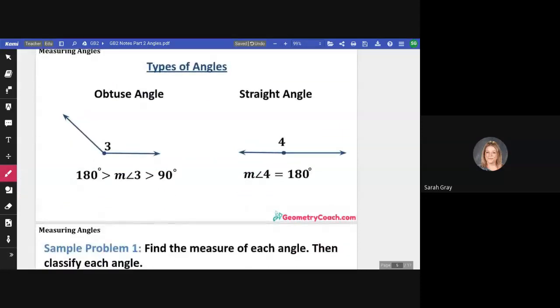And then we have obtuse angles. Those are greater than 90, but less than 180. And a straight angle is exactly 180. In geometry, we will not have angles that are greater than 180. We're going to stick with anything less. So like that angle, we'll do the smaller side of it so that it becomes less than 180 degrees.